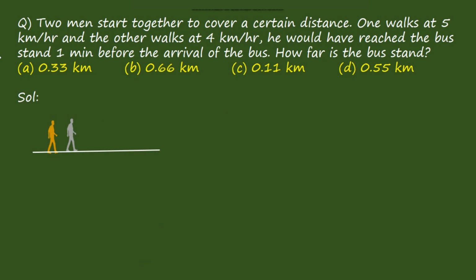Now coming to the next question. Two men start together to cover a certain distance. One walked at 5 km per hour and another walked at 4 km per hour. He would have reached the bus stand 1 minute before the arrival of the bus. How far is the bus stand?